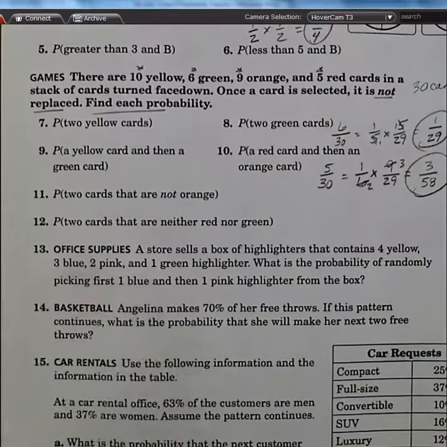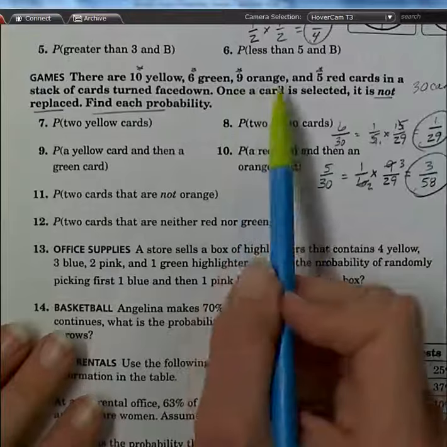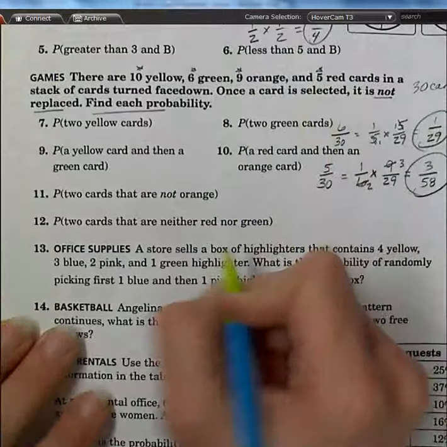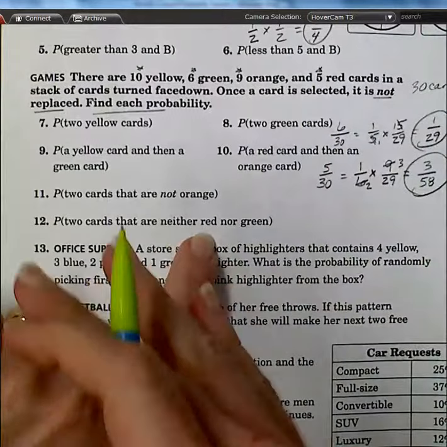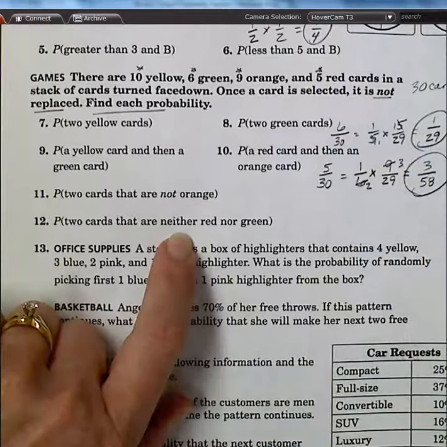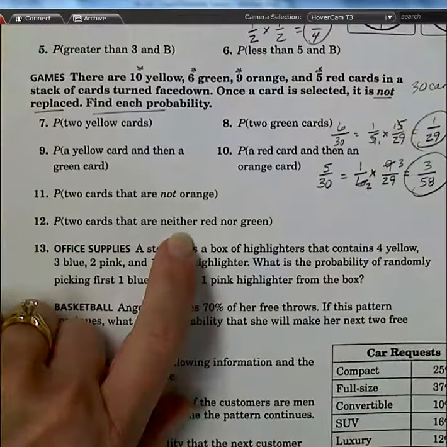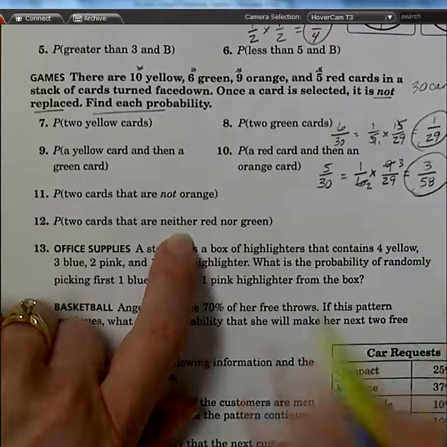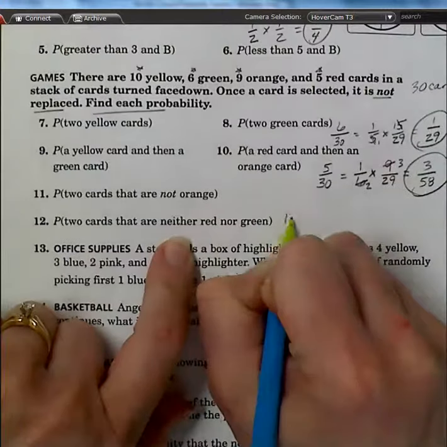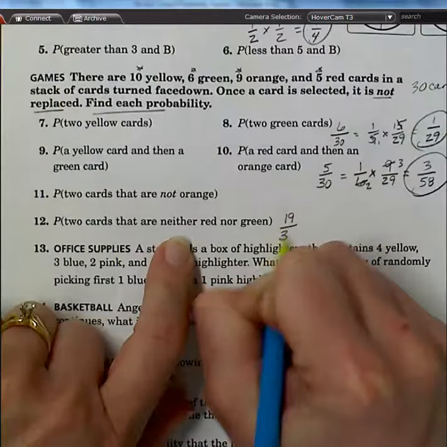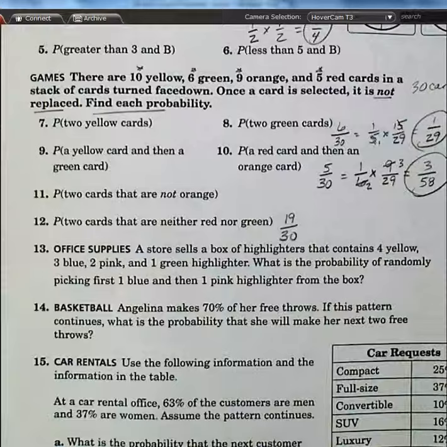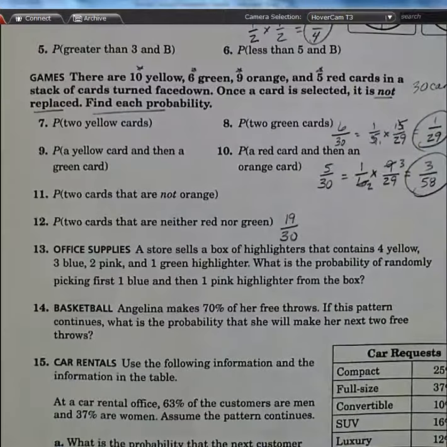Well, how many red and green cards are there? 5 and 6 is 11. Well, if 11 of them are red and green, how many are not red and green? If 11 of them are, how many are not? Perfect. So 19 out of 30 to start are not red or green. But I drew a not red or green out, right?